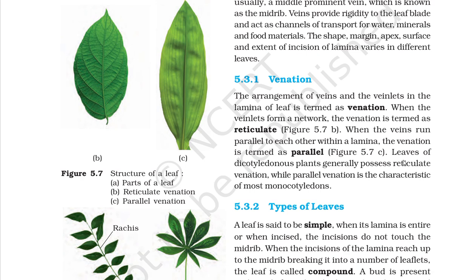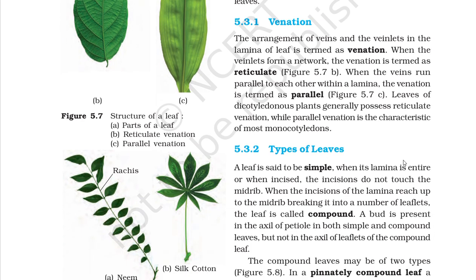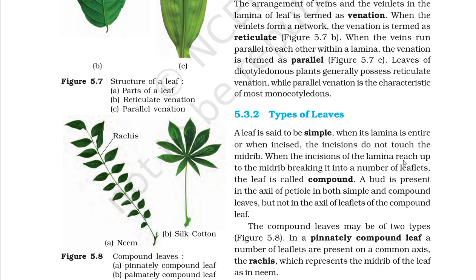5.3.2 Types of leaves. A leaf is said to be simple when its lamina is entire or when incised. The incisions do not touch the midrib. When the incisions of the lamina reach up to the midrib, breaking it into a number of leaflets, the leaf is called compound. A bud is present in the axil of the petiole in both simple and compound leaves, but not in the axil of leaflets of the compound leaf.